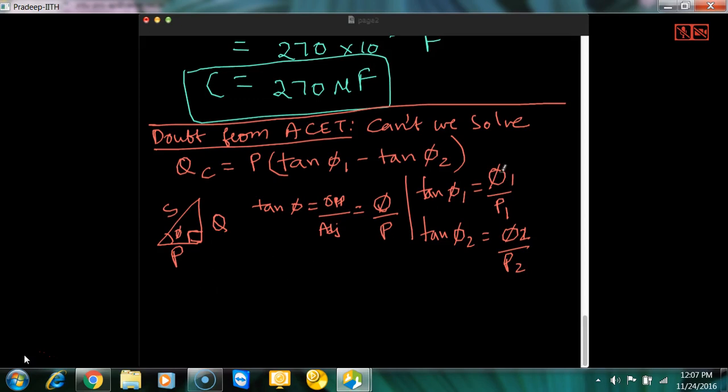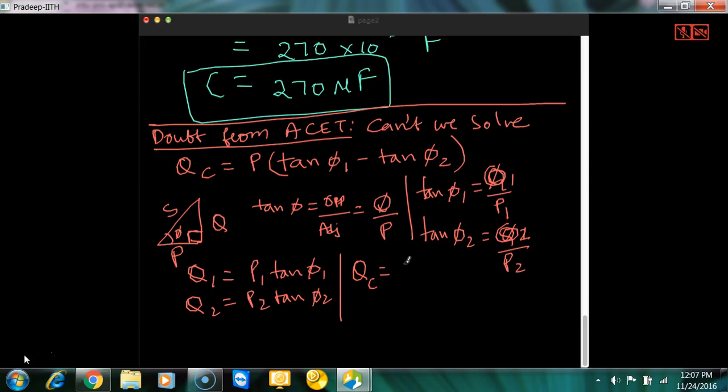Sorry, this is Q1 and this is Q2. So what is Q1? This is P1 into tan phi 1. What is Q2? This is P2 into tan phi 2. Now I want to get the difference of this. So Q1 minus Q2. So that is nothing but, P1, P2 both are equal, so I'll say tan phi 1 minus tan phi 2. So that is also correct. If you solve like this, also you will get the correct value of QC.